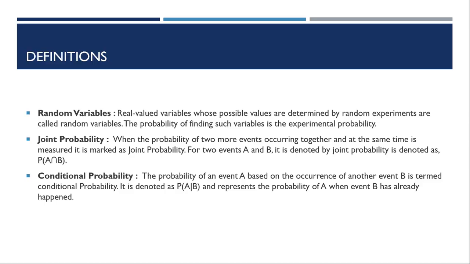Before going to understand Bayes theorem in detail, we need to know a few concepts like random variables, joint probability, and conditional probability. A random variable is a variable whose value is not known with certainty, but instead takes on different values with some probability distribution. For example, if we toss a fair coin, the outcome like heads or tails is a random variable because it's uncertain which outcome will occur.